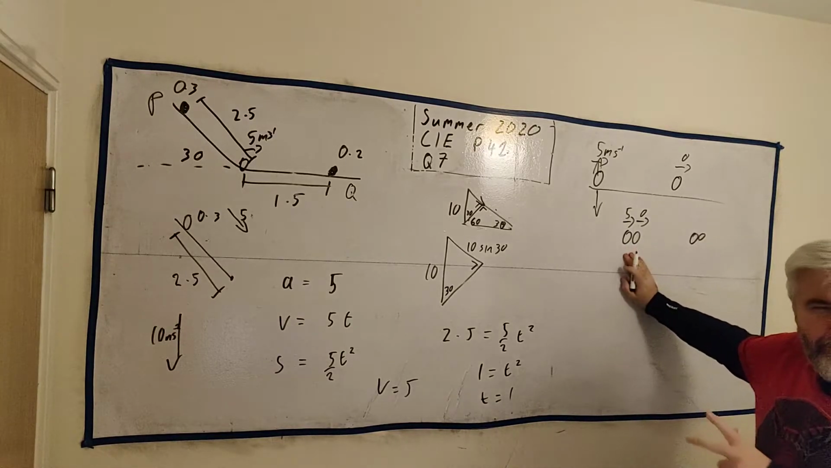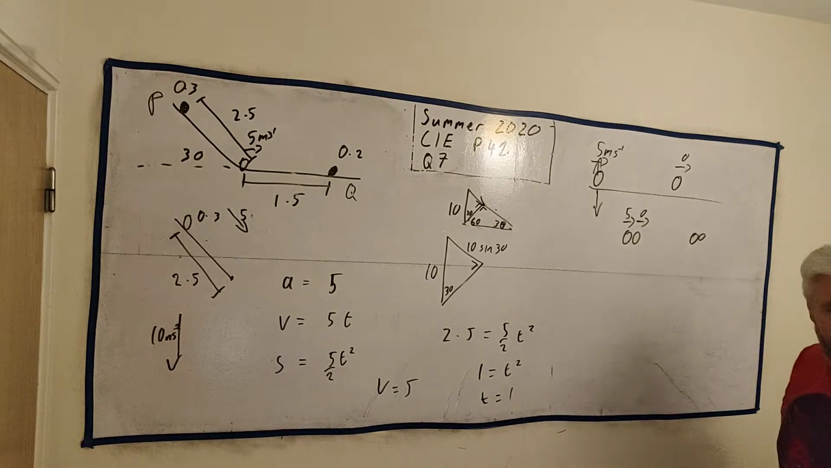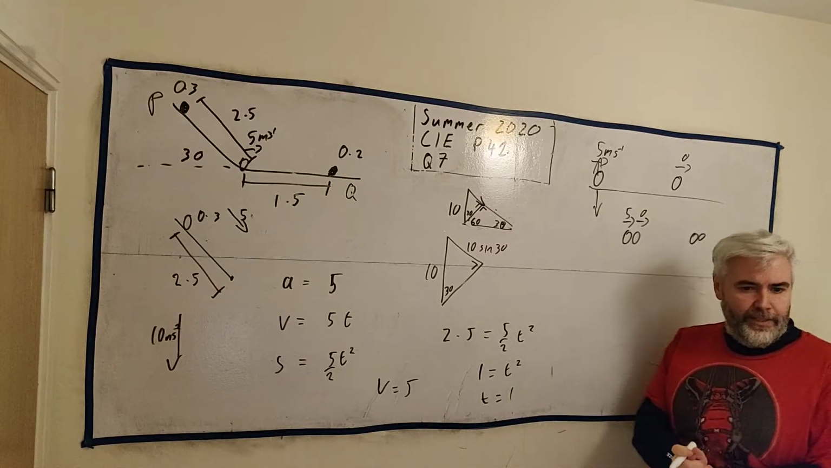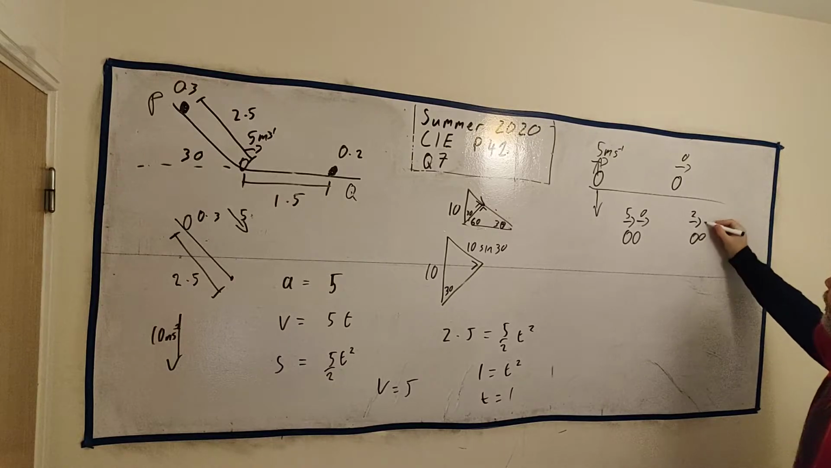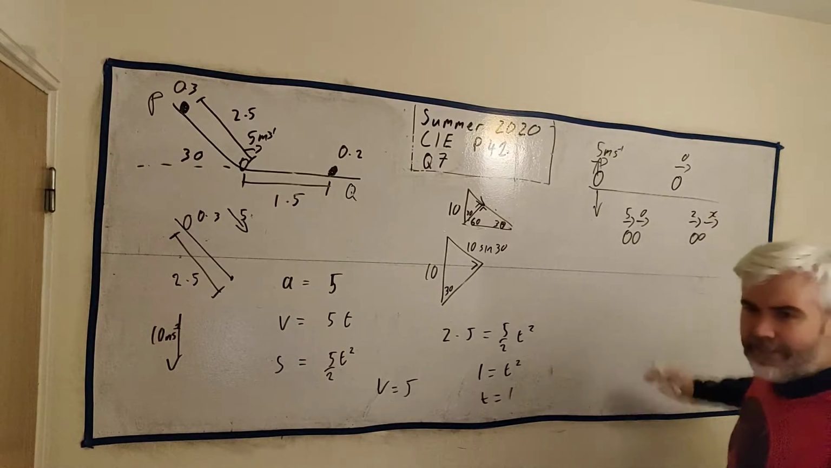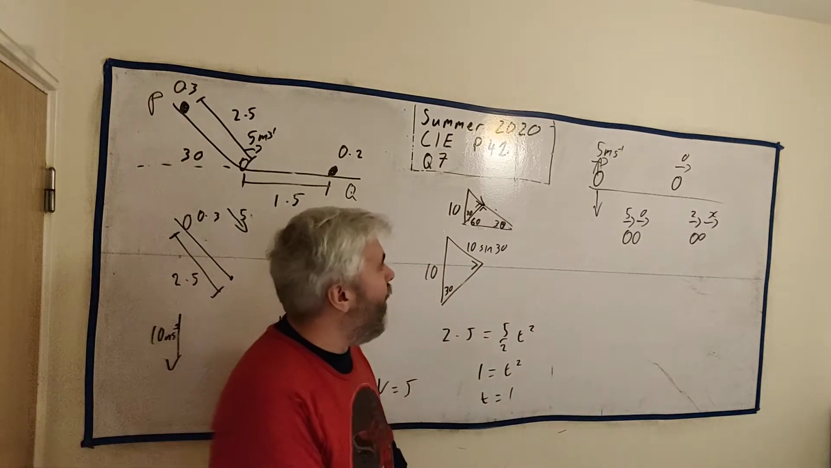This is the millisecond before, the instant before, the instant after. Well, the instant after, they tell us, which one do they tell us? Let me see. P, the first one, is going 2. So what's this second one going? What speed is this second ball going? We do that with conservation of momentum.